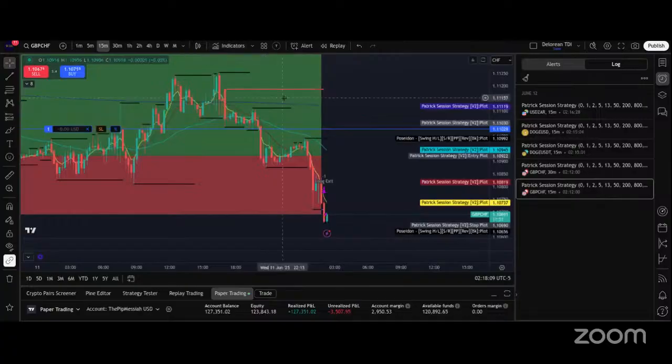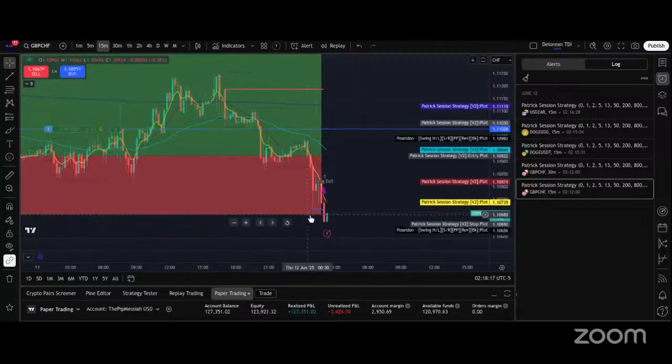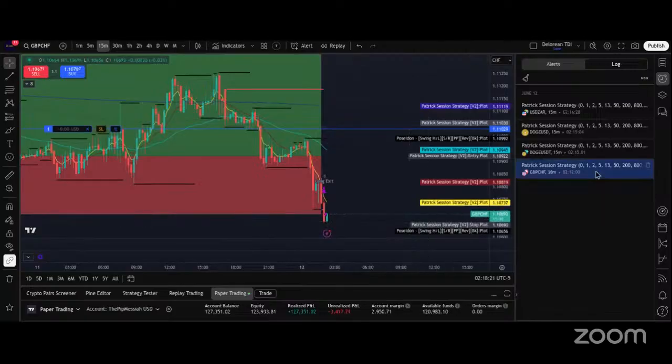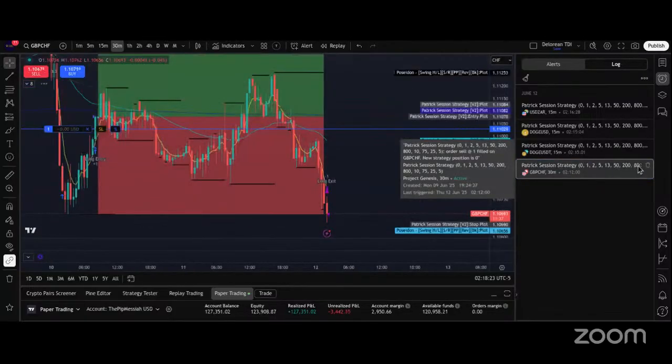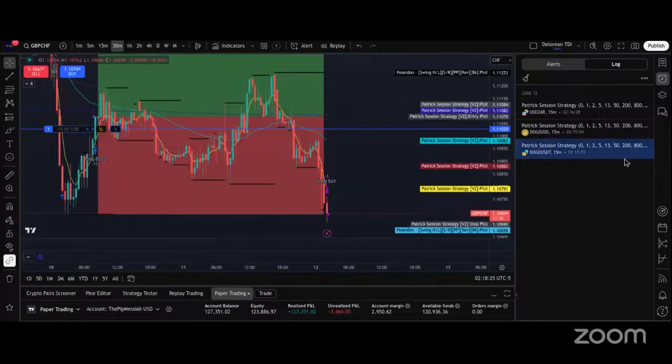Looks like the tool did call out a buy on GBP, Great British Pound versus Swiss franc, that hit stop loss. So this is now invalid on the 15-minute and the 30-minute, it looks like.